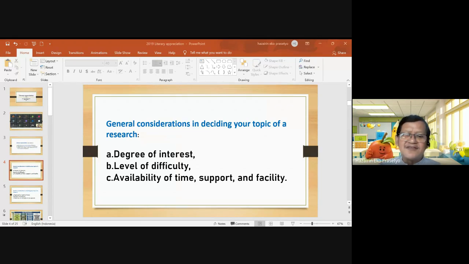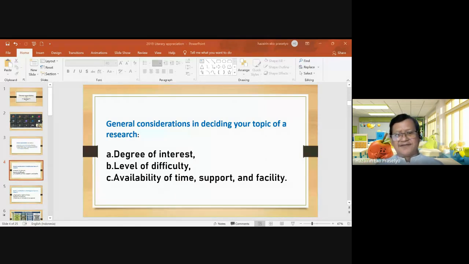So interest must be supported with evidence. Do not say, I'm interested in this thing, sir, but I have no idea about this thing. That's not interest. If you are interested in something, you must have background knowledge. You must have collected information about that topic, and the collection of the information would build your background knowledge. You try to learn what moral value is. Try to get knowledge about moral value, if you say that moral value is your interest.